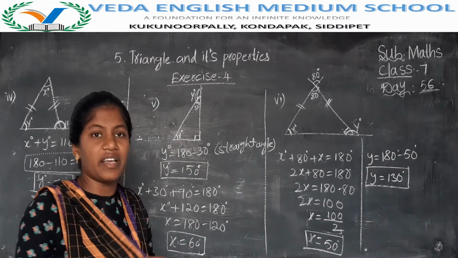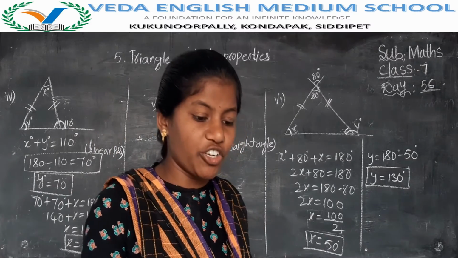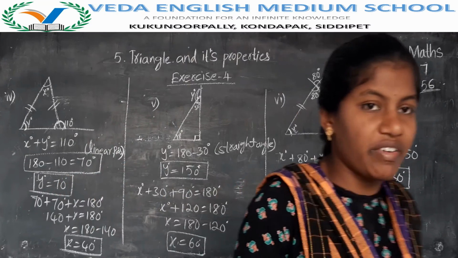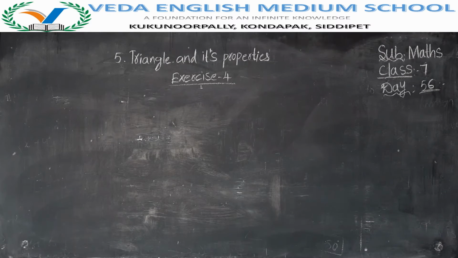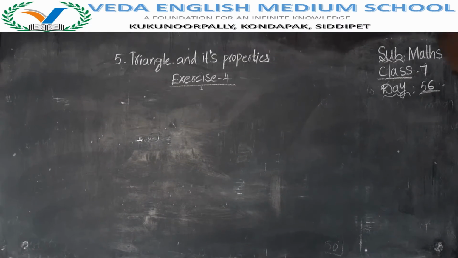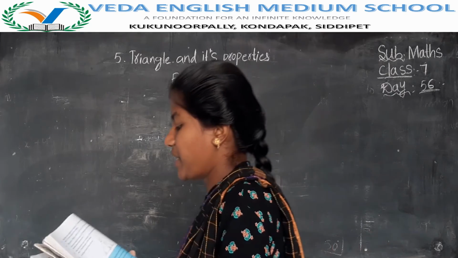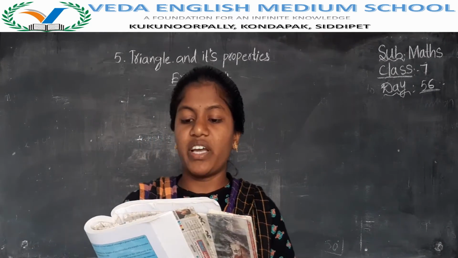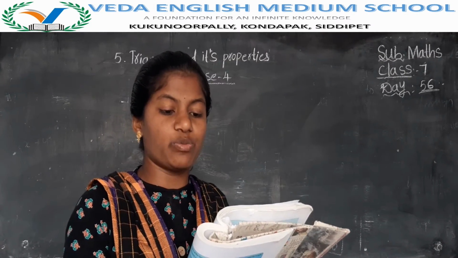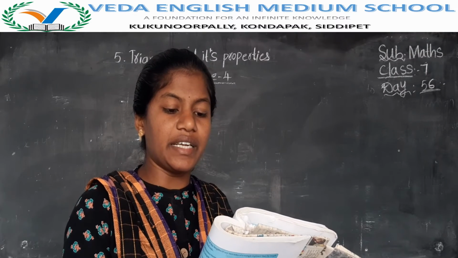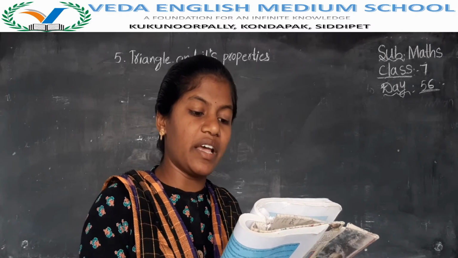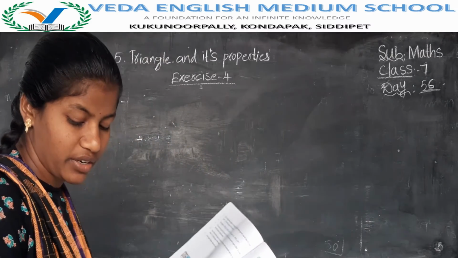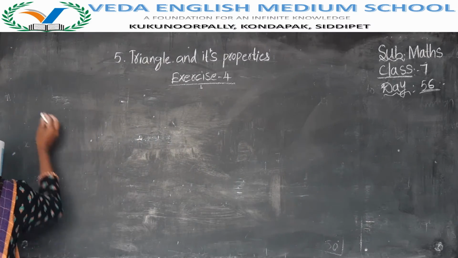Okay, it has completed. Next question, seventh one. Seventh question is, now see, I am not writing the seventh question, I am reading the seventh question. One of the exterior angles of a triangle is 125 degrees and the interior opposite angles are in the ratio of 2:3. Find the angles of a triangle. Now read seventh solution.